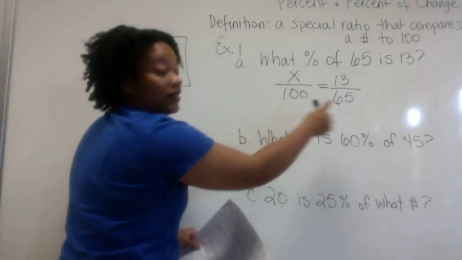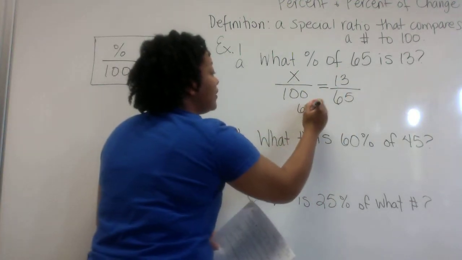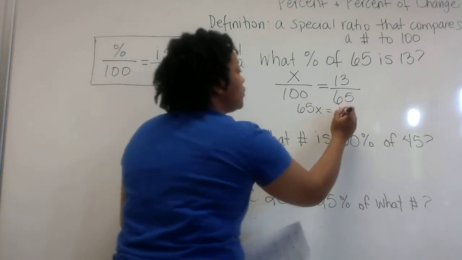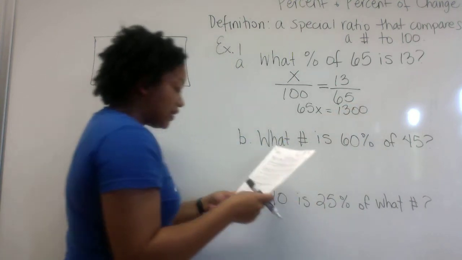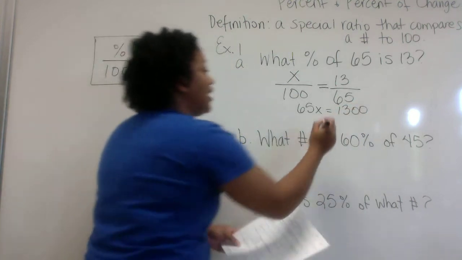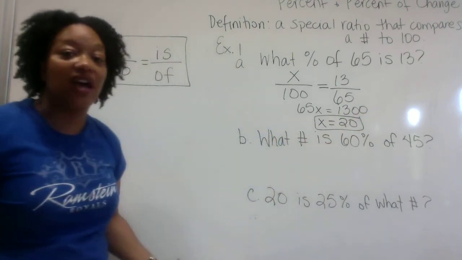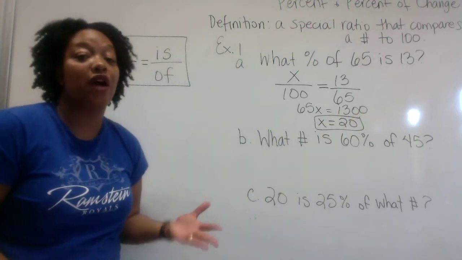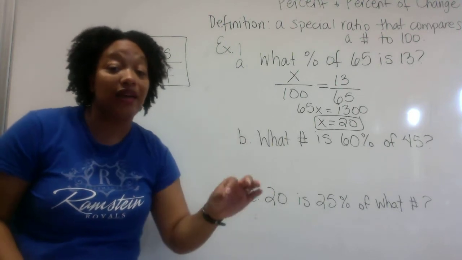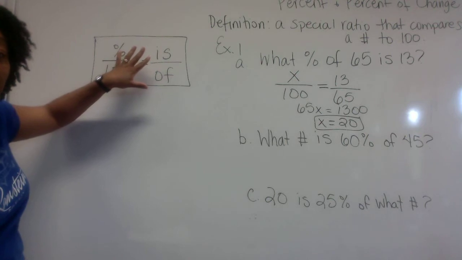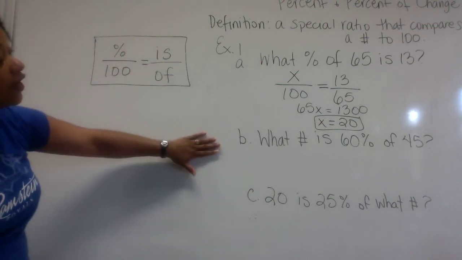Cross product. 65 times x is 65x. 100 times 13 is just 1300. Divide both sides by 65. X equals 20. And then you just box it. Done. That's what you do for every single problem. So the only place that you can mess up is if you put these numbers in the wrong spot. Okay? Let's look at letter B.